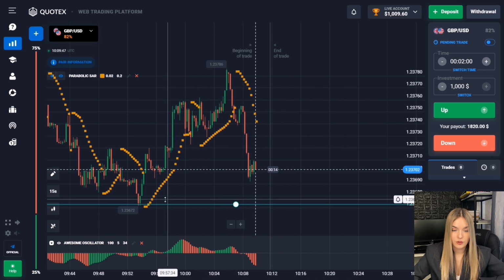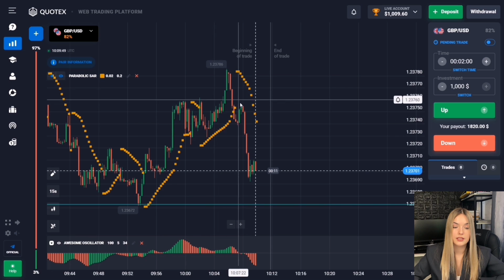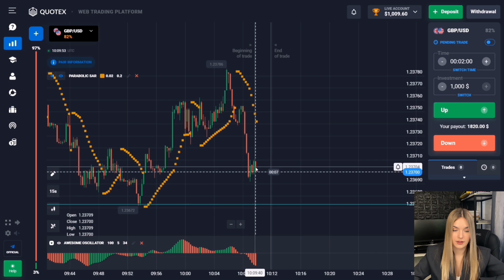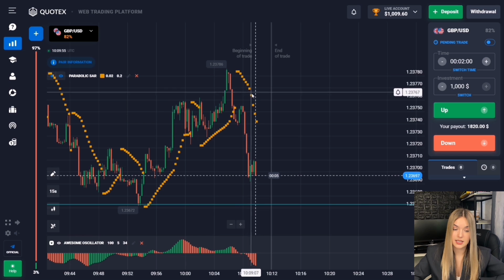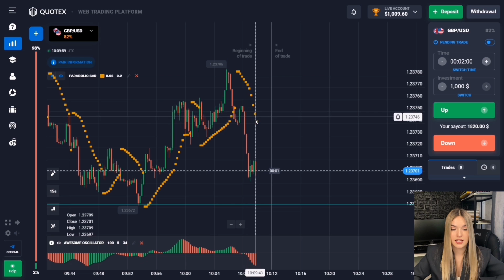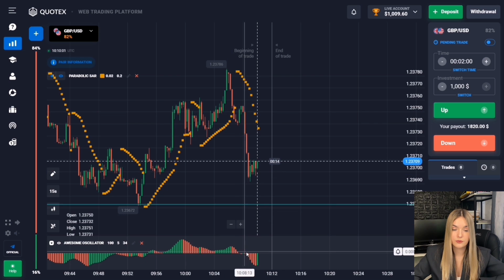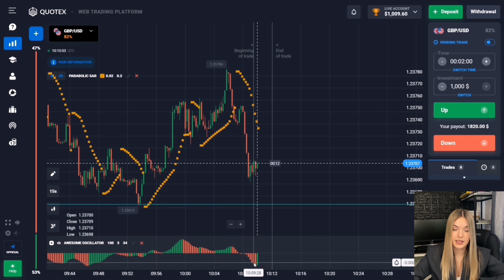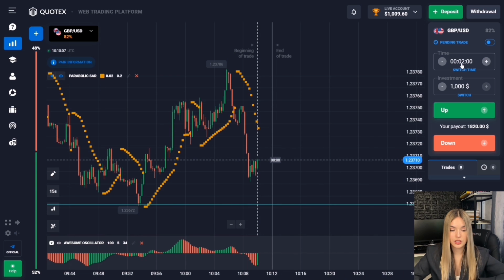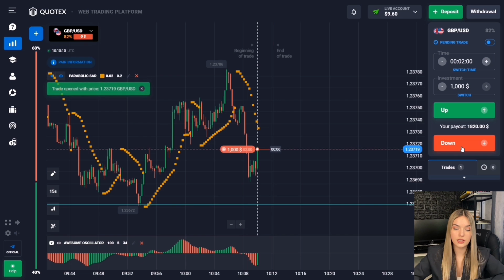Here we see the level of support. We also see that there has been a reversal from this point and the price is moving confidently to our level. Also, the Parabolic SAR indicator tells us that the downward movement is expected in the near future. Also, on the Awesome Oscillator indicator, red columns form downwards from the horizontal line and each subsequent column is longer than the previous one. In this situation, I suggest opening a deal for 2 minutes on a downgrade.